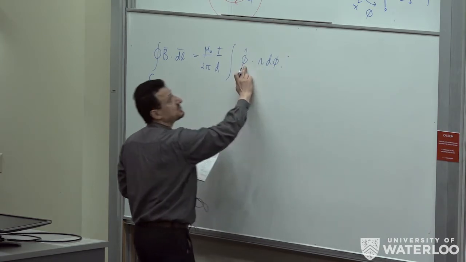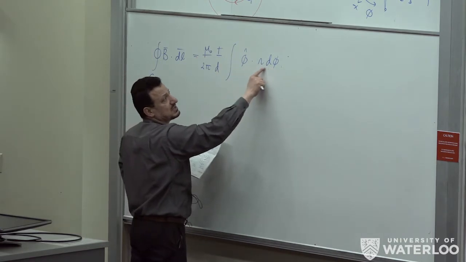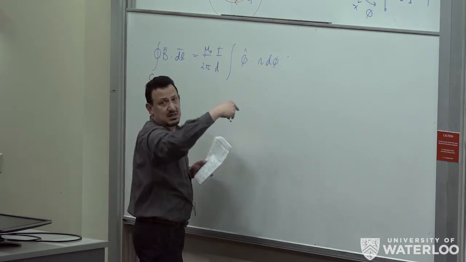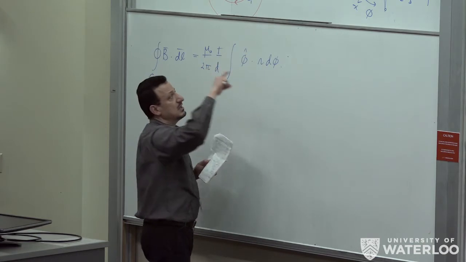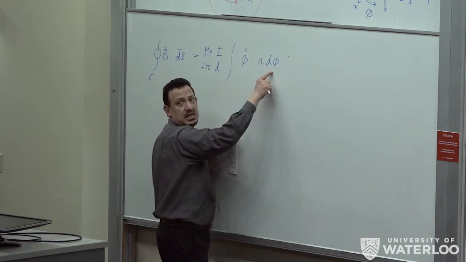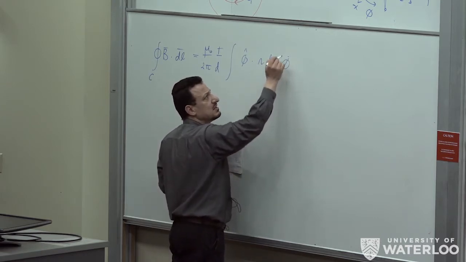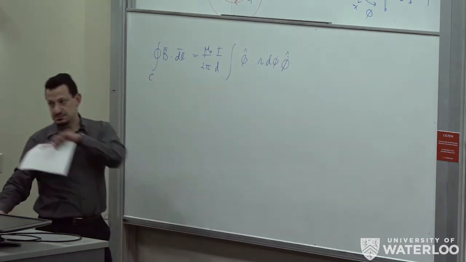Phi hat is the direction of the B, correct? I'm going to integrate along the arc. So the arc length is r d phi. The direction of the arc length is phi hat. Okay?